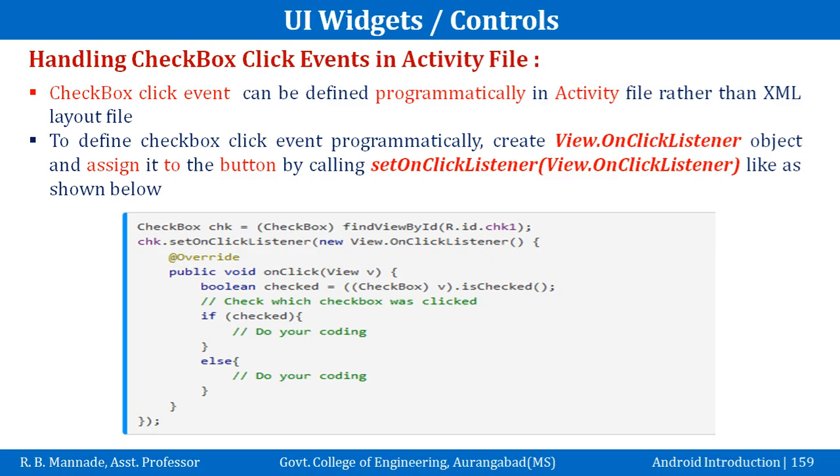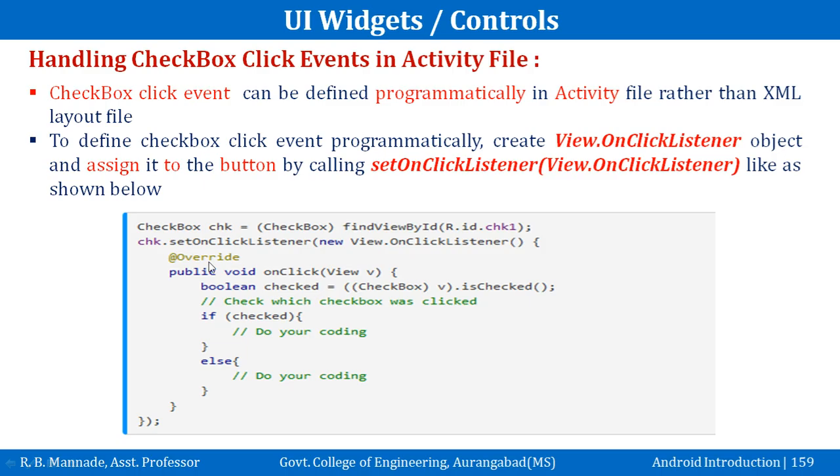After creating the object of the checkbox, we need to create a View.OnClickListener object like this one. Using the new operator we can create a View.OnClickListener object, and this object should be assigned to a button. In this case chk is a checkbox button, and we assign it by calling the function setOnClickListener. So here chk is the object of the checkbox and we are calling setOnClickListener and passing this particular object of the View.OnClickListener class.